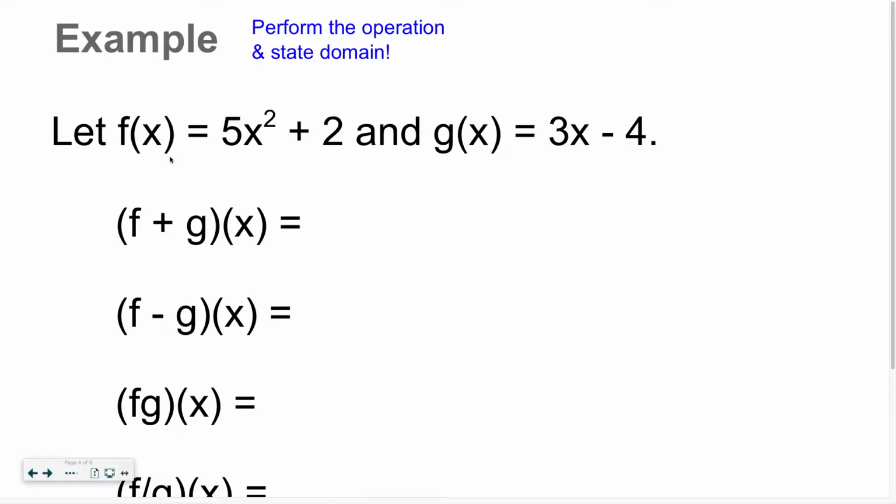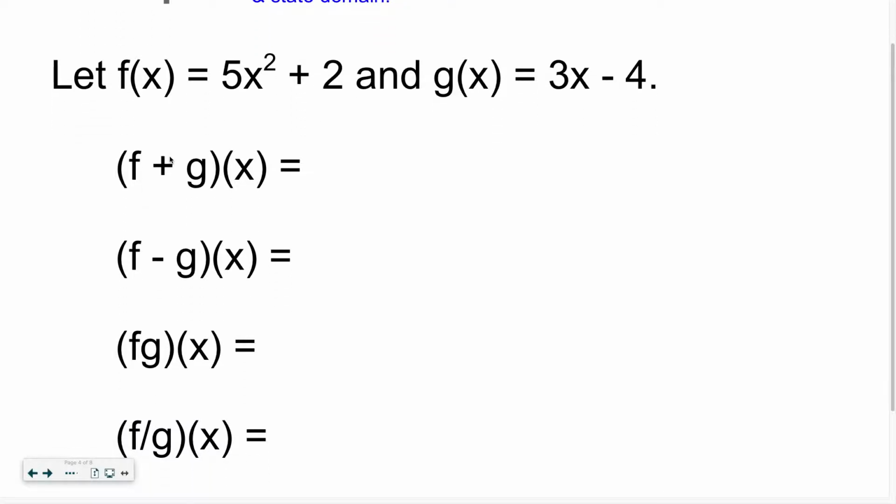Why don't you and your groups work through these 4 problems for me? We're going to let f of x be 5x squared plus 2. We're going to let g of x be 3x minus 4. And I want you to do sum, difference, product, quotient. At the end, we'll go back and we'll talk about their domains. Go ahead and do the sum, difference, product, quotient. Work it out. Compare your answers. If your group disagrees, try to convince each other who's right.